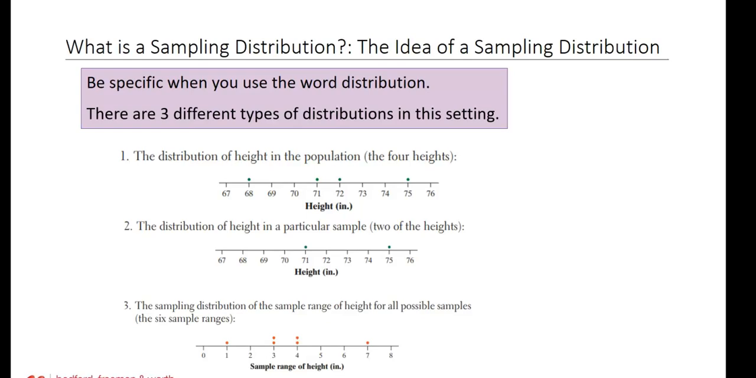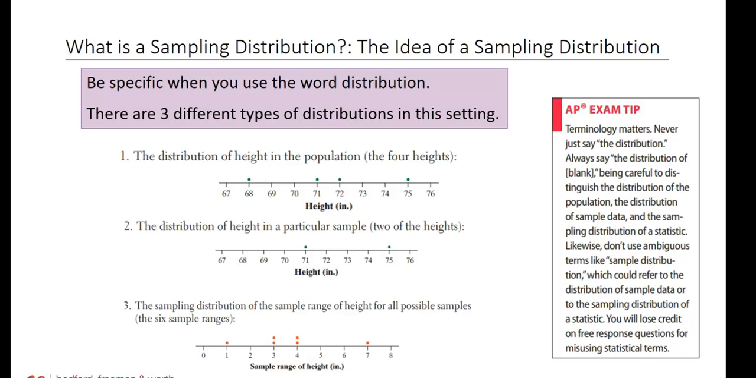This is for 6 possible ranges. So if you took those 6 cases and found the range of each one, this would be the sampling distribution of the range, which is a different statistic, but it's the same idea of a sampling distribution. Whereas the first 2 were just distributions of heights, one of a sample and one of the population. So I think it's a good idea to say, don't just say of the distribution, but the distribution of blank, like fill in the blank. What is this distribution? Is this of the sample, of the population? Is this the sampling distribution? What is this?